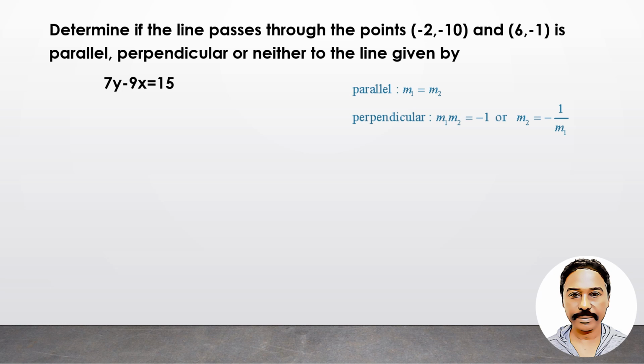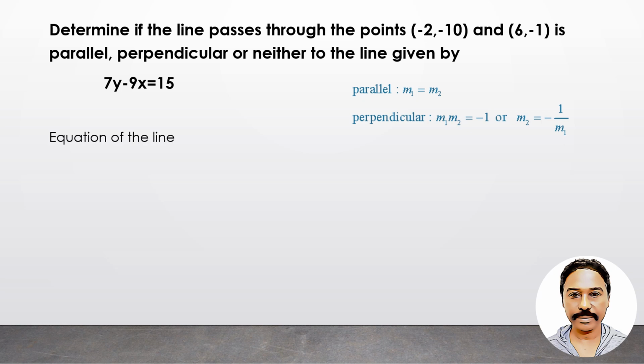Let's first start by remembering the formula. 2 lines are parallel if the slope of the first line is equal to the slope of the second line, or we can say m1 is equal to m2. And the condition for 2 lines to be perpendicular is that the multiplication of their slopes should be equal to -1, or the slope of the first one is equal to -1 over the slope of the second line. So let's start the steps.